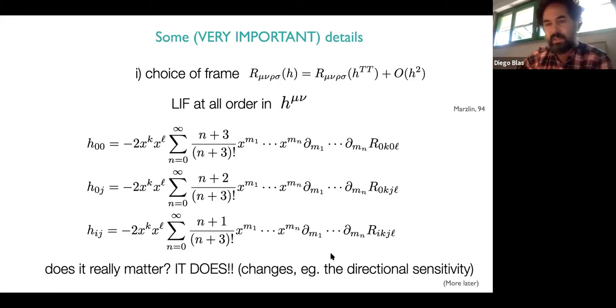We have not seen it in the literature. It was done by one of us, by Asher. And it turns out that you can indeed know this metric exactly. So that's great. Does it matter?